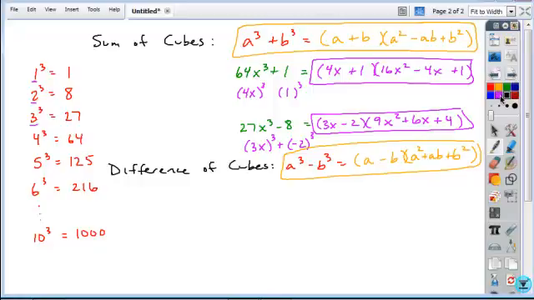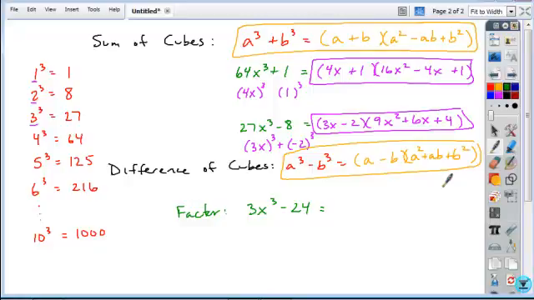All right, so try this problem here on your own and compare what you got with somebody sitting near you. See if you can completely factor this expression.